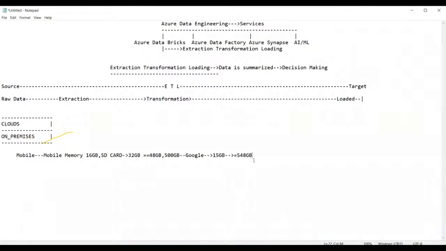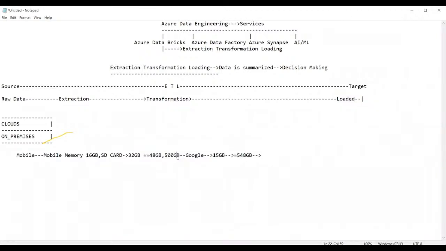Now, one fine day, I lost my mobile phone, guys. That is my query. When I lose my mobile phone, I could not trace it. I have to buy a new mobile phone, hence I bought one. Now, guys, please tell me, can you recollect this 48 GB? Can you recollect this 500 GB memory or not?